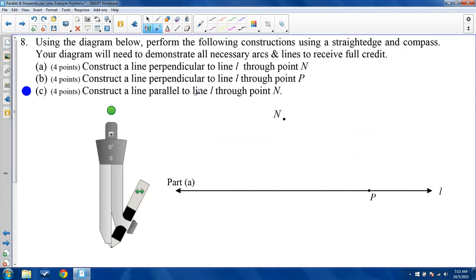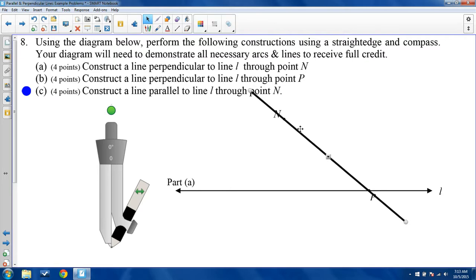Finally, 8c, construct a line parallel to line L through point N. So parallel this time will require me to use something like corresponding angles. Okay, now to make that happen, I'm going to go ahead and make a transversal. Now the transversal can literally go anywhere. I could make it through point P if I wanted to, like through points P and N. I want to go ahead and do that because you have the point. But I could have made it anywhere through the line as long as it goes through point N.